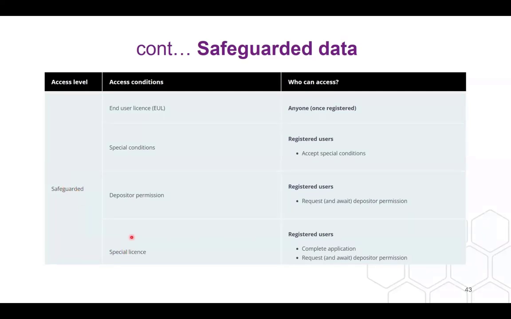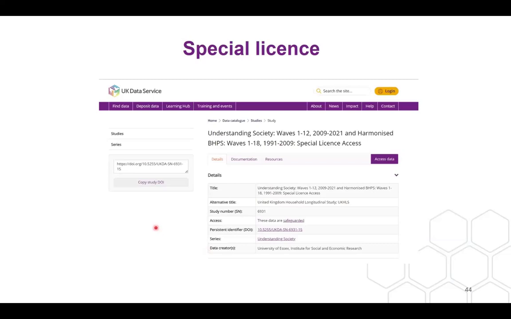Let's see a special case, safeguarded datasets which are subject to special license. If the safeguarded dataset you would like to access is a special license dataset, so you see it's safeguarded, but it's special license, this will be written on its title clearly. The special license data are still anonymized data, but they contain more detailed information than their less restrictive counterparts. For example, some special license datasets contain lower level geographies.